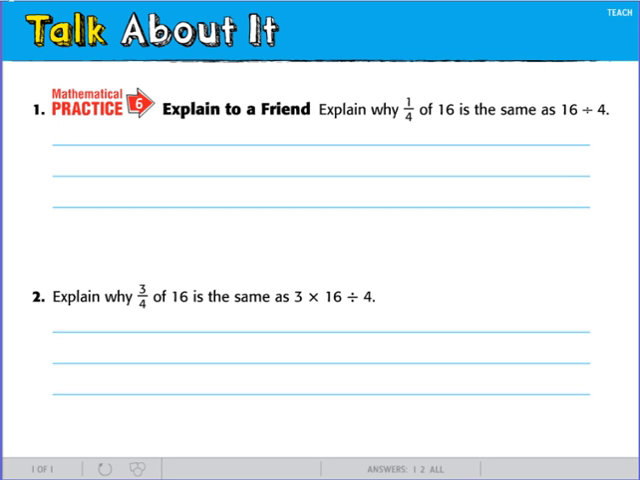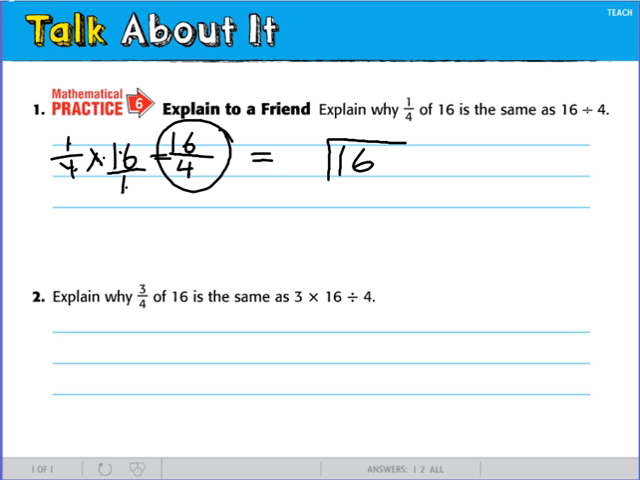This is the way I like to think of it. When you multiply 1/4 times 16, which is 1/4 of 16, that equals 1 times 16, which is 16. Remember, we put this over 1, 4 times 1, which is 4. That fraction is a division problem, which is equal to 16 divided by 4.